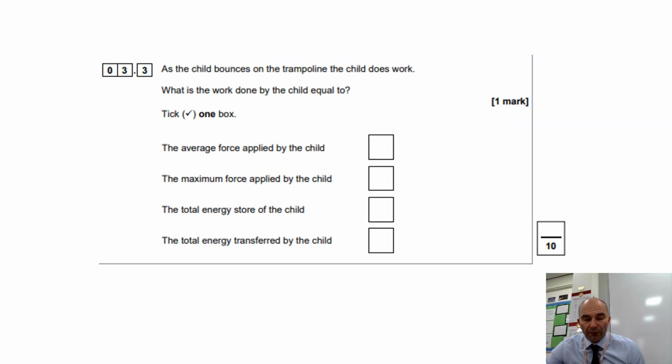2.3. As a child bounces on the trampoline, the child does work. What is the work done by the child equal to? Well, it's the total energy transferred by the child. That's what the work done is. Question 3 is out of 10 marks. Hopefully you got 10 out of 10. Well done if you did.